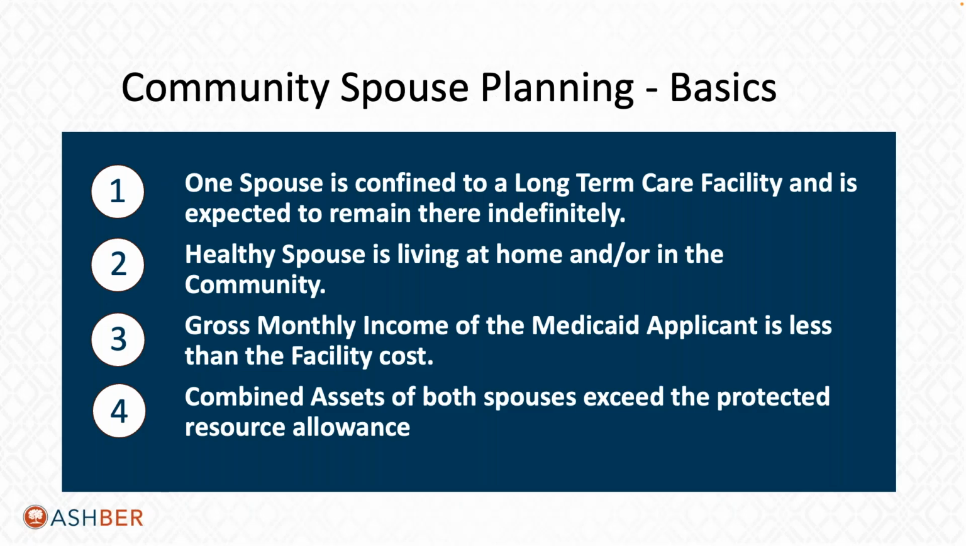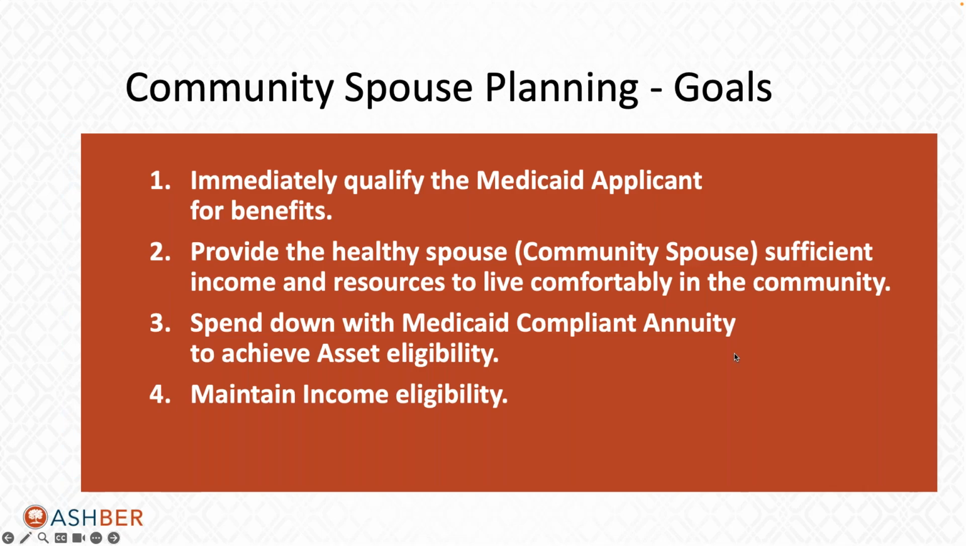All right, so let's go over the traditional community spouse plan and how the annuity works in this scenario. Basically, in a community spouse case, we have the exact same scenario as the single Medicaid applicant. The only difference is that we have a healthy spouse at home or living in the community. So all the other income and asset requirements are the same in these scenarios, we just have to account for a community spouse. The plan in these scenarios is typically to qualify the Medicaid applicant for benefits immediately, and then provide the healthy spouse with sufficient income and resources to live comfortably in the community.